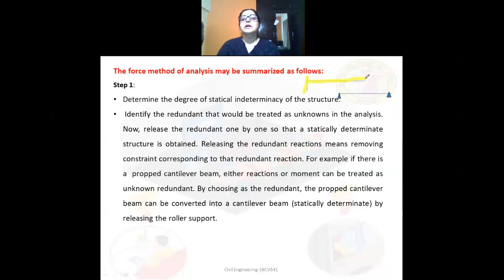So what is the degree of static indeterminacy? It depends on how many reactions there will be. In the case of a cantilever beam, we know that it can withstand horizontal, vertical and moment reactions. So the available equilibrium equations are 3 and the required equilibrium equations are also 3. So it is a statically determinate structure, so it is 0.